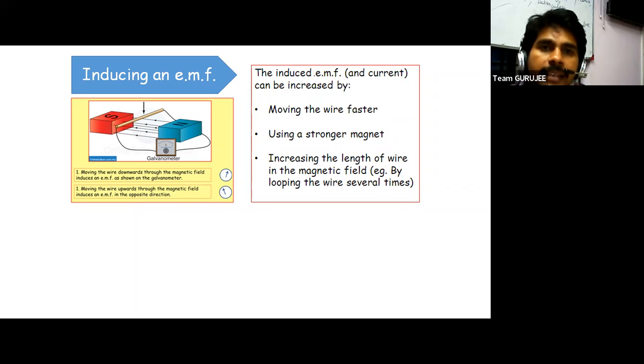By increasing the induced EMF by moving the wire faster, its velocity increases. Second one is using a stronger magnetic field. The magnetic field is taken as capital B, and we have to make the magnetic field very strong. Third one is increasing the length of the wire. In these three conditions, we increase the induced EMF. Is it clear? Please note these three points and we go to the next one.